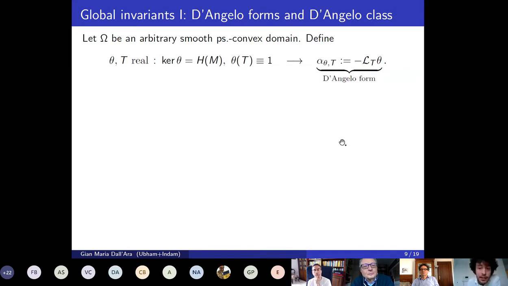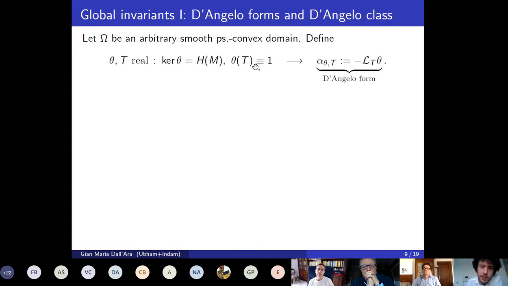So at least what is contained in this slide. And what you do is the following. You choose any theta, which is a real one form whose kernel is the horizontal distribution. Recall that HM is the real part of the CR bundle. So this is the canonical distribution that comes from the embedding of the boundary in the complex space. You may choose a one form theta whose kernel is HM. Sometimes this is called in the literature a pseudo-Hermitian structure on the CR manifold, which is the boundary of the domain.